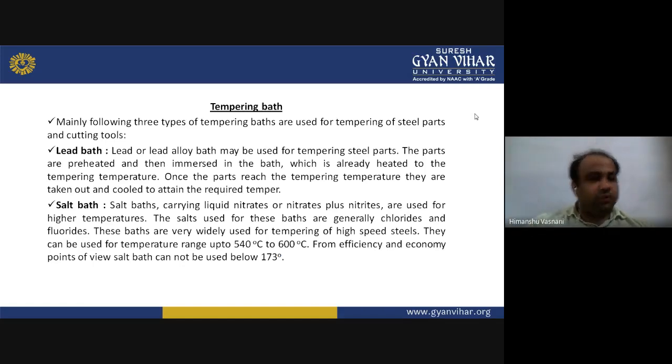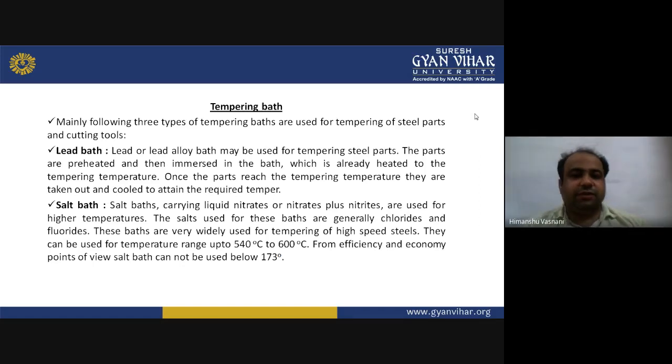Okay, the salts used for these baths are generally chlorides and fluorides. These baths are very widely used for tempering of high speed steels. Okay, high speed steels, they go for the salt bath. So they can be used for a temperature range up to 540 to 600 degrees centigrade.